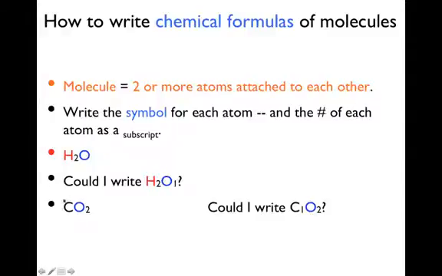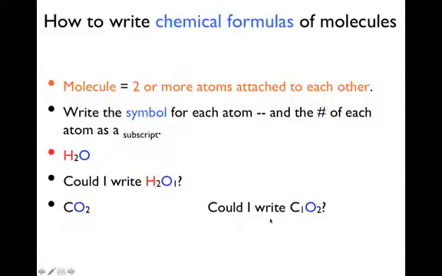Here's a different molecule. This molecule over here has 1 carbon because there's no number written to the right of the letter C, and C is the abbreviation for carbon. So it's implied that there's 1 carbon attached to 2 oxygen atoms. And you don't need to know this, but this is the formula for carbon dioxide. So carbon dioxide has 1 carbon attached to 2 oxygens.